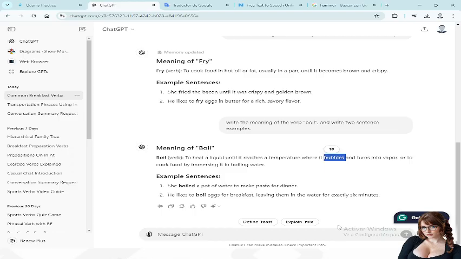for breakfast, leaving them in the water for exactly 6 minutes. Okay.